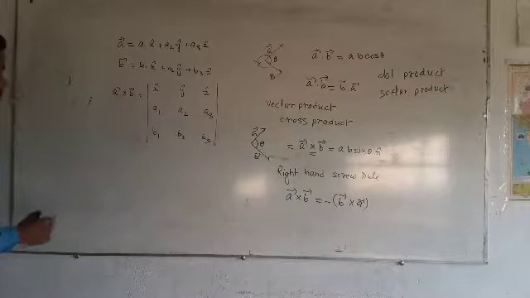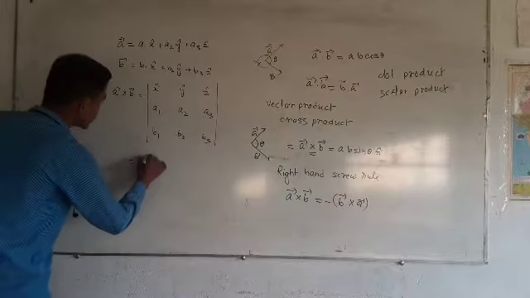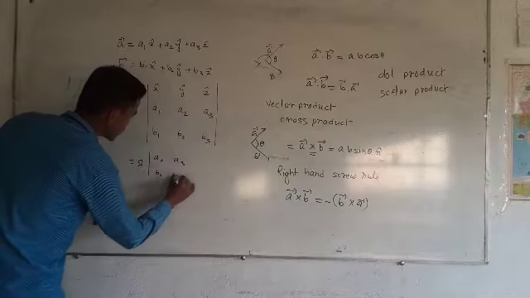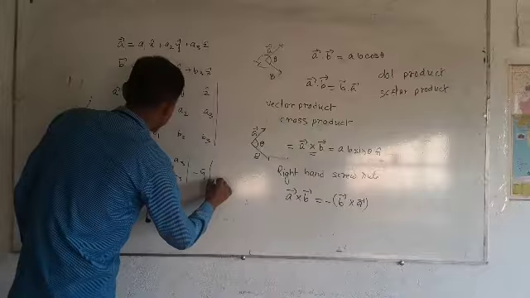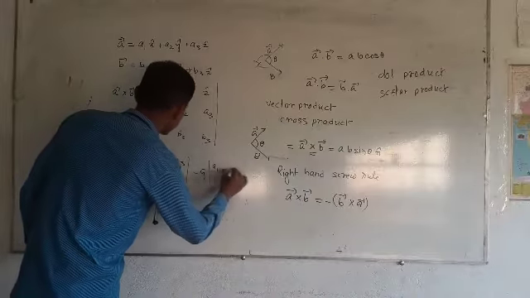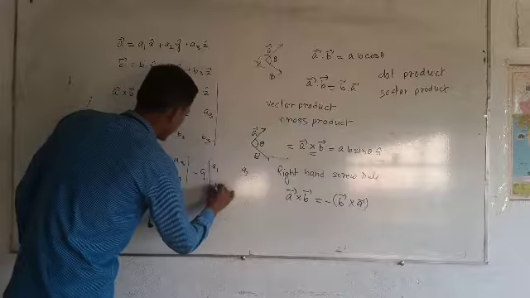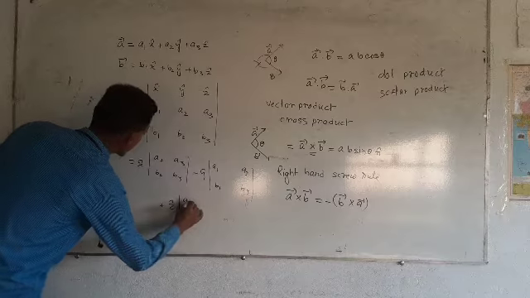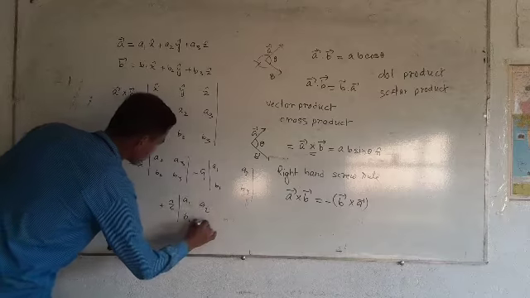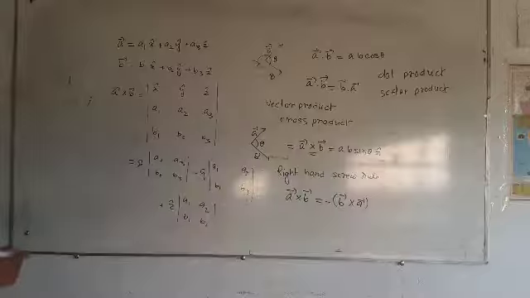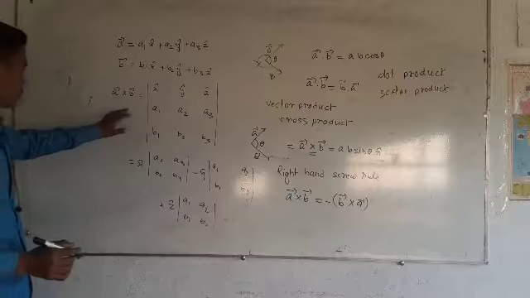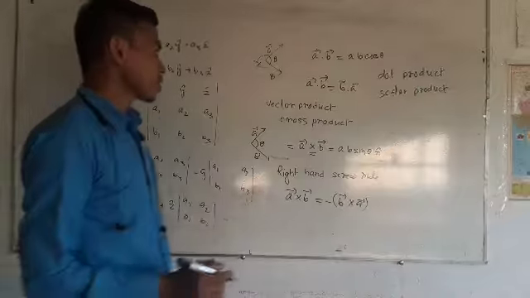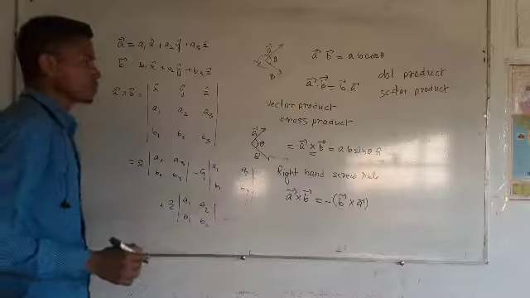So A cross B is given by the determinant with x cap, y cap, z cap in the first row, then the components of the A vector in the second row, and the components of the B vector in the third row. This is equal to x cap (A2 B3 minus A3 B2), minus y cap (A1 B3 minus A3 B1), plus z cap (A1 B2 minus A2 B1). Okay, so this is the representation of the cross product using a determinant.